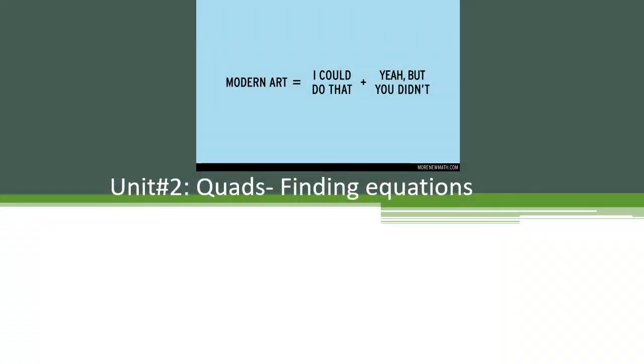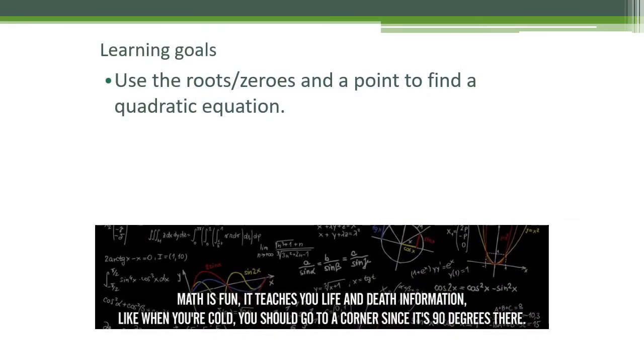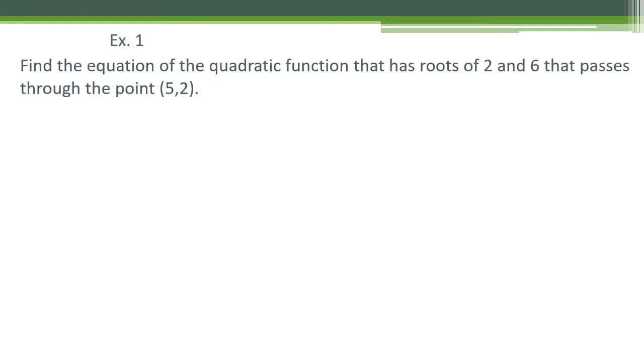All right, your final lesson of Unit 2, your final lesson of the week, of week 1 for math. So we are going to find equations. Our learning goals: we're going to use the roots, which is another word for zeros or solutions, and a point to find a quadratic equation. Again, most of this stuff should be a review from grade 10 academic. If not, that's why we're going over it again.